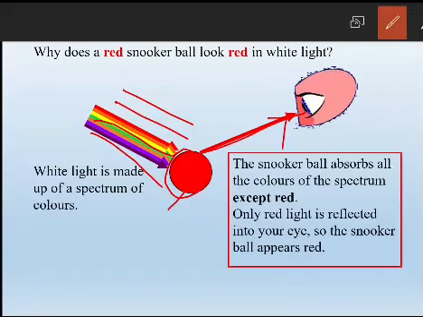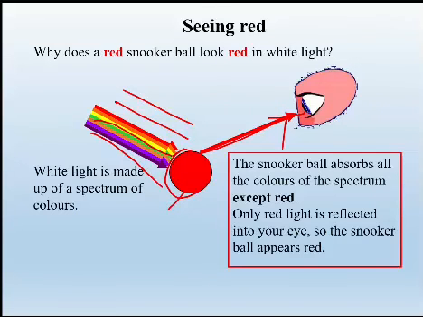That is the simple technology, that these 7 spectrums are absorbed by this ball, but only red is not, and that red is reflected into our eye, and we can see the color of the ball as red.